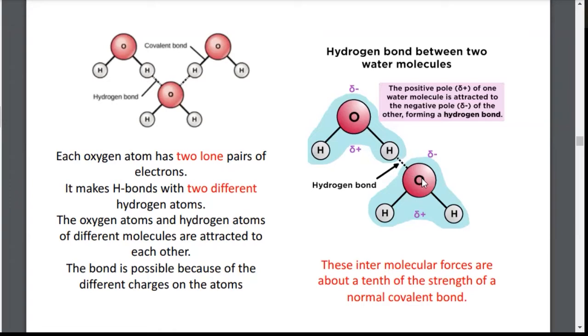It's an attractive force between the negative part of this oxygen of this water molecule and the positive part of this water molecule. So it's an intermolecular force, which is about a tenth of the strength of a normal covalent bond. And covalent bonds are really, really strong, as are ionic bonds. But you do that in much more detail when you study what ionic and covalent bonds are. Okay.